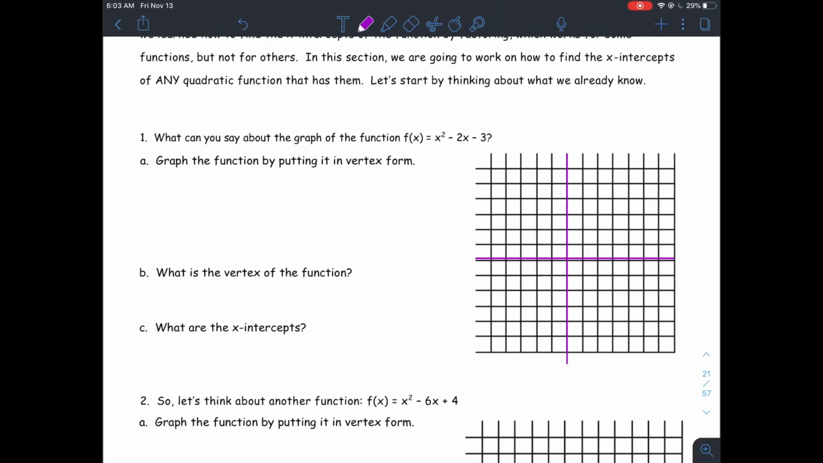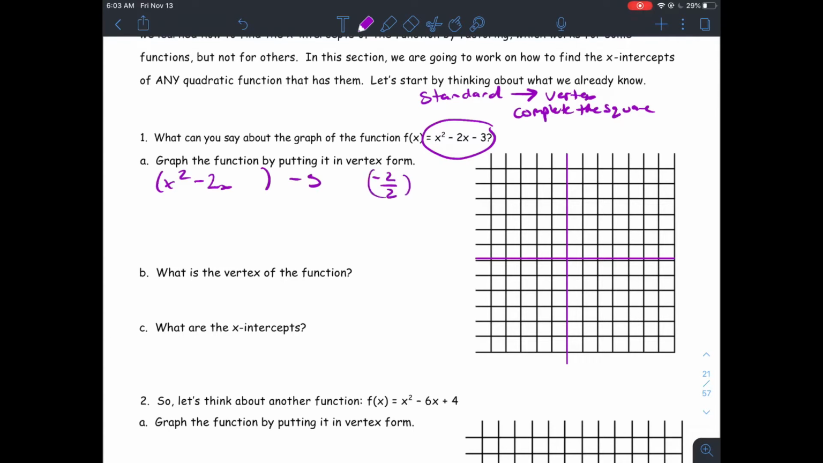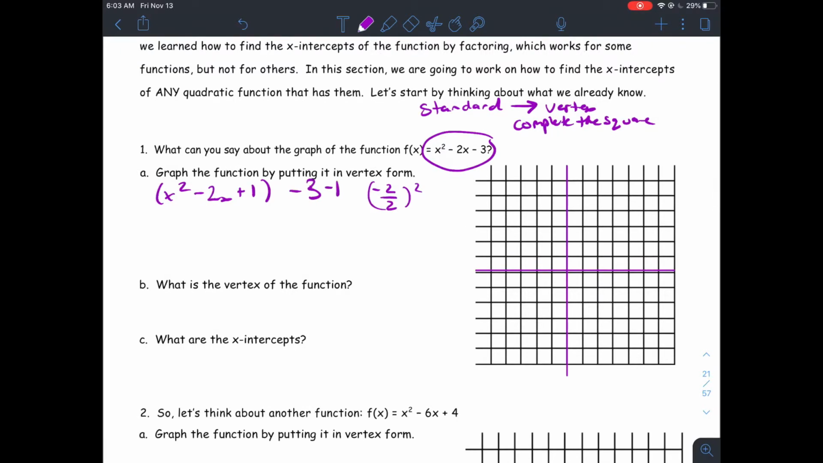All right, so to get this into vertex form, let's remember this is in standard form, and we're trying to get to vertex form. So we need to complete the square. So we're going to do x squared minus 2x and then put our minus 3 on the outside. We're going to do negative 2 divided by 2 squared, which is going to give us a 1. And then we're going to subtract that 1 on the outside.